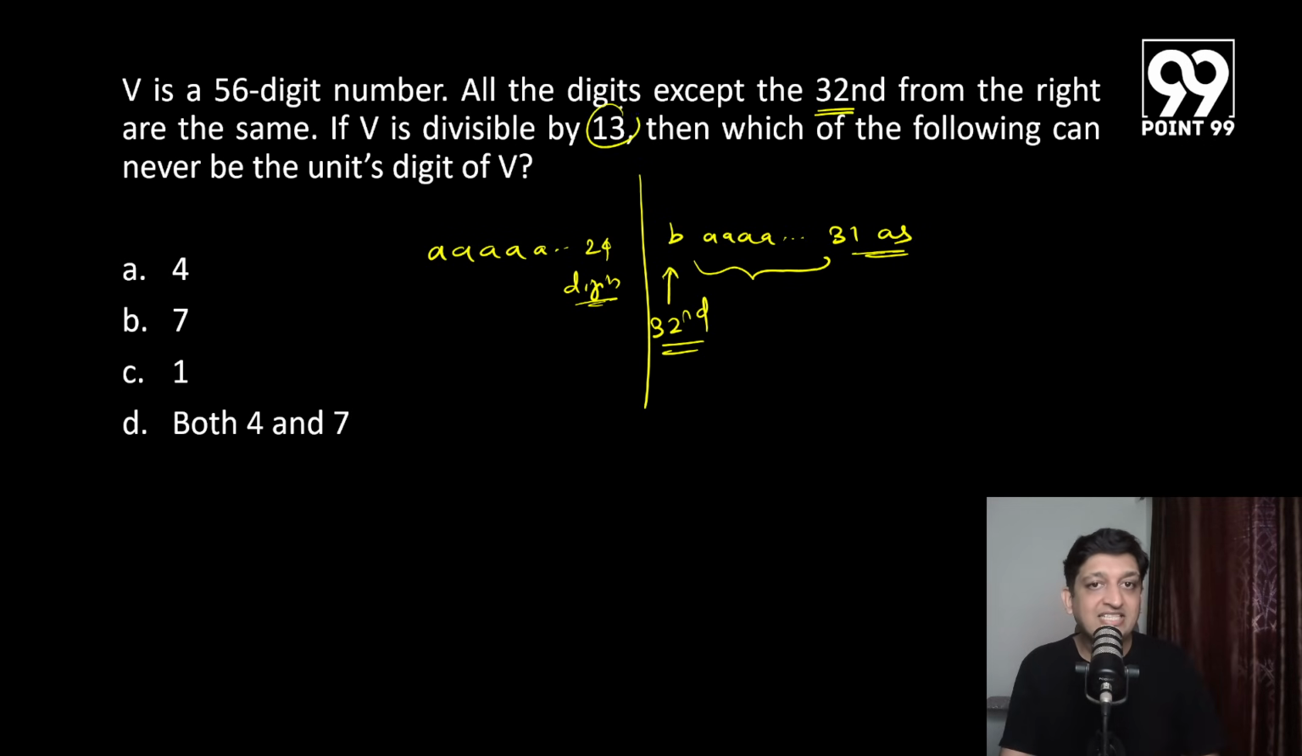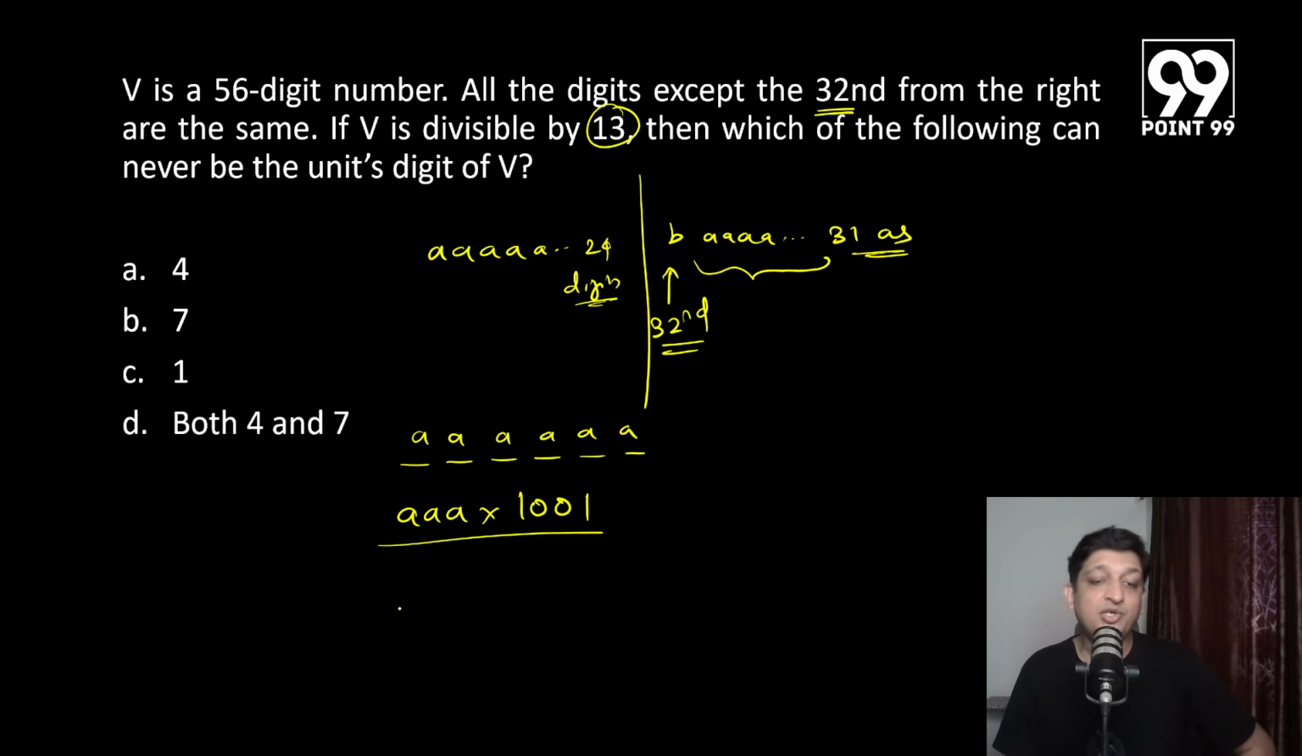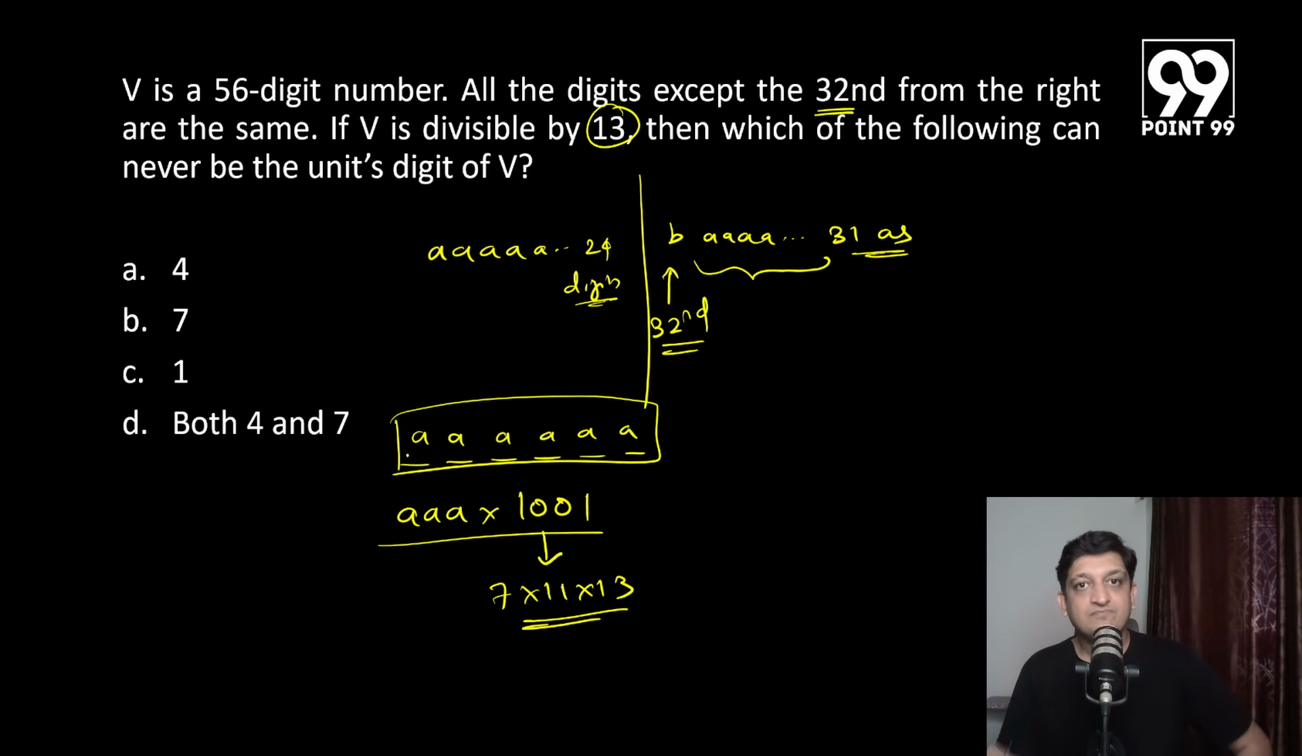Now you know that if you are dividing something by 13, if it is a collection of 6 same digits, then it will be divisible by 13. Why? Because if you have triple A, let's say for example, and triple A, 6 times if it is happening, then what can you say? This is going to be triple A into 1001. And 1001, as you know, is going to be 7 into 11 into 13. So a collection of 6 repeating digits is going to be divisible by 13 for sure. Which basically means a collection of 24 digits should also be divisible by 13. A collection of 30 digits should also be divisible by 13.